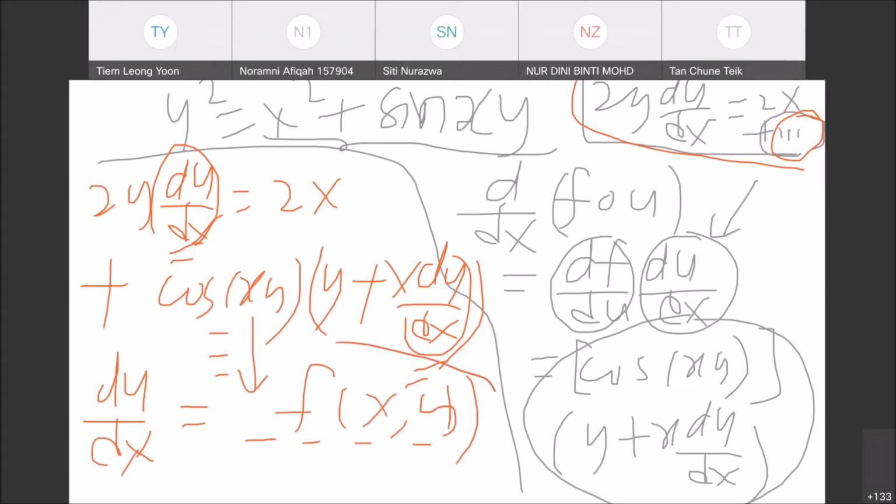So to obtain the expression for f of x and y means an expression of a function that involves x and y. It's just an algebraic procedure. You just manipulate the equations, throw your cos xy, y, x, dy/dx here and there, and then you got it. I'll stop for this question here. I'm just showing you the main part of the procedure of how to obtain dy/dx for this very complicated equation, y squared equals x squared plus sine xy.